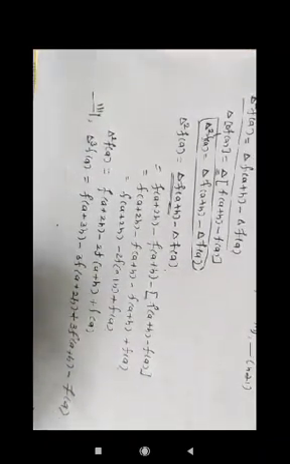Similarly, we can find delta cube. Delta cube f of a is equal to f of a plus 3h minus 3 times f of a plus 2h, plus 3 times f of a plus h, minus f of a. So this is the third difference.